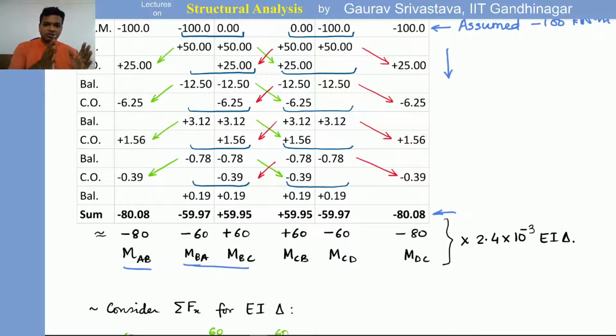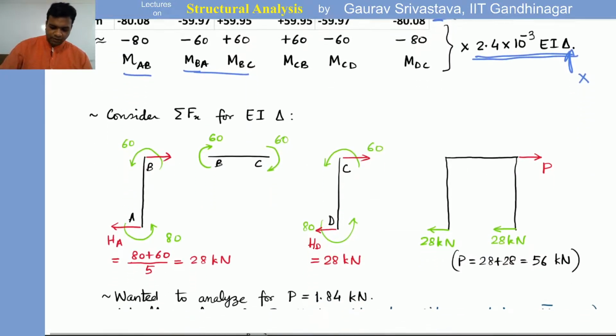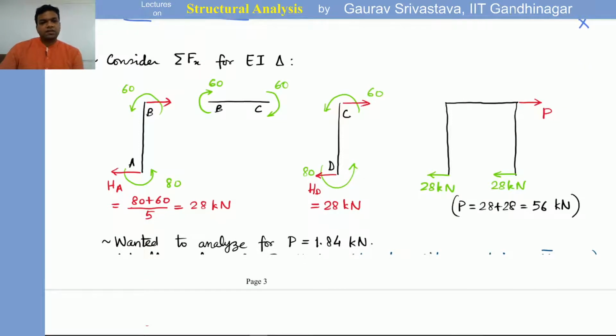Okay, so the first set of moments were without sway. These are the additional moments which will come due to the sway, and we know that all of these moments have to be scaled by 2.4 times 10 to the minus 3 EI delta. Okay, and this delta is not known yet. Okay, so now again we consider horizontal force balance. So for each member we calculate the horizontal forces. We see that now these horizontal forces are again imbalanced, but in the same direction, let's say.